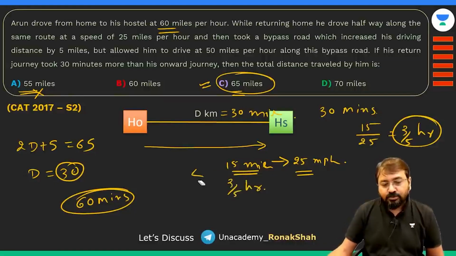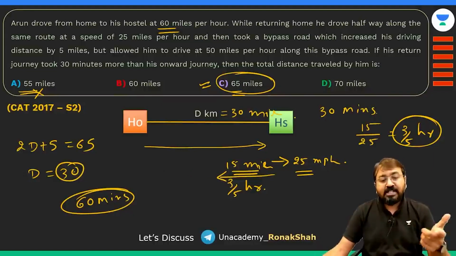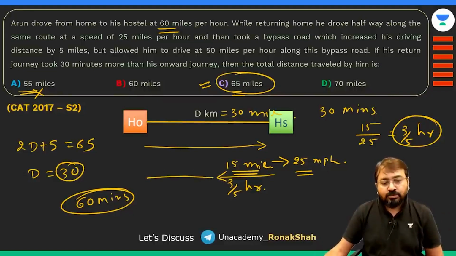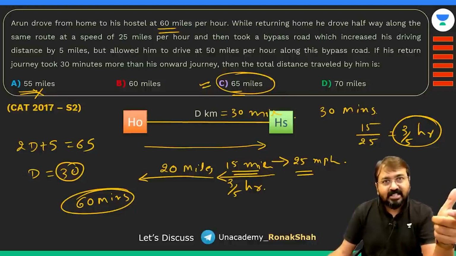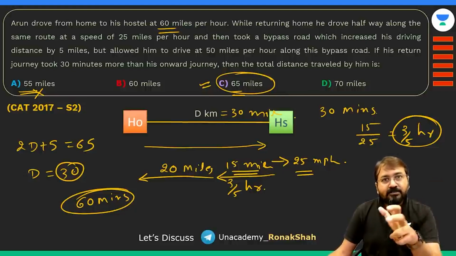Now he needs to travel the remaining distance. This is half distance, not half distance actually, 15 miles distance. So he needs to travel the remaining 20 miles distance. Why 20 miles? Because now he is taking that different bypass route. So the distance has increased by 5 kilometer. So 15 plus 5 is 20.